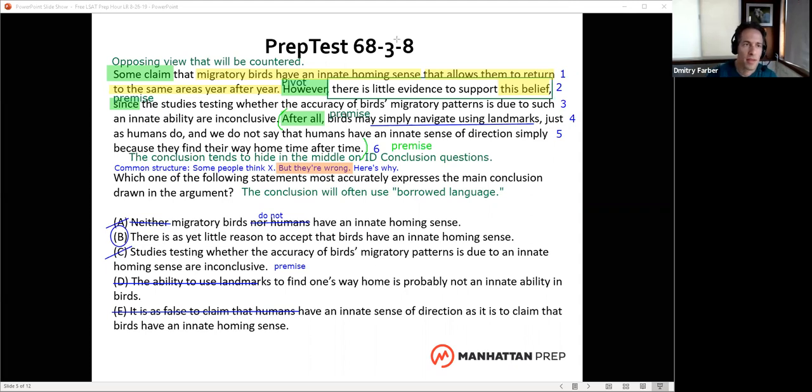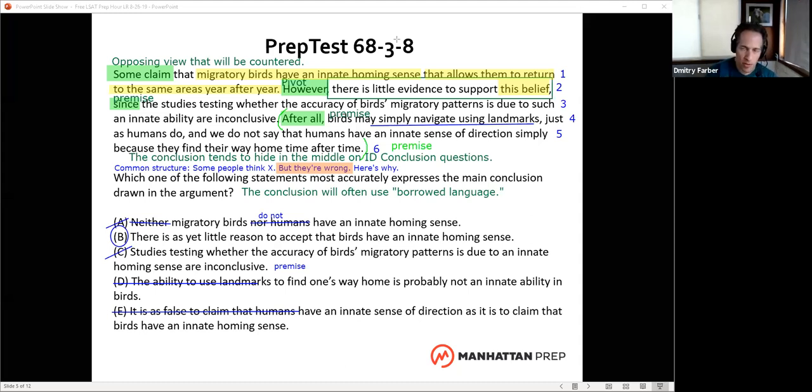Okay. So I want to go on to a different question type. So this is a role question, or describe the function question. Basically what we're saying here is, what is this piece of the argument doing? So before we were looking for a particular piece of the argument, hey, what's the conclusion? Now they're going to give us a piece of the argument and say, what is this? It could be the conclusion, it could be a premise, it could be something else.